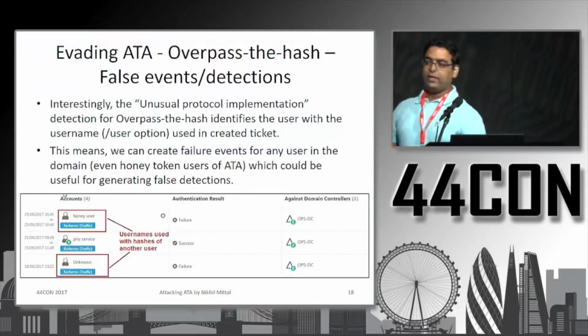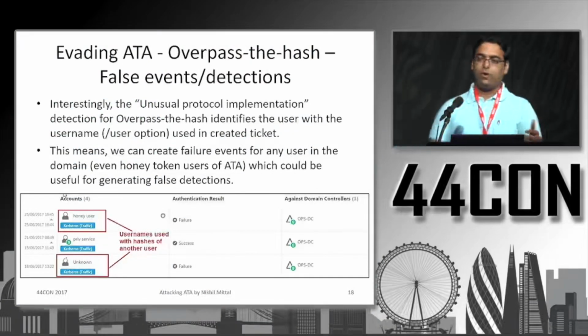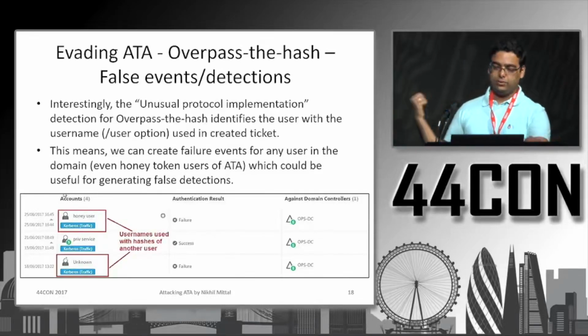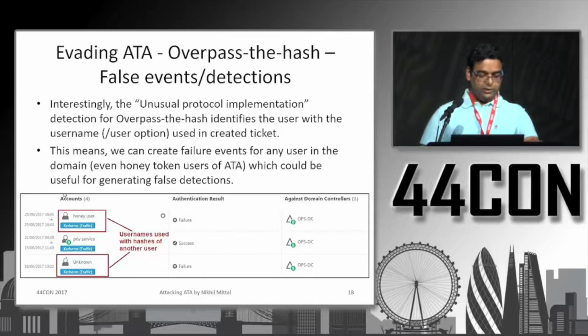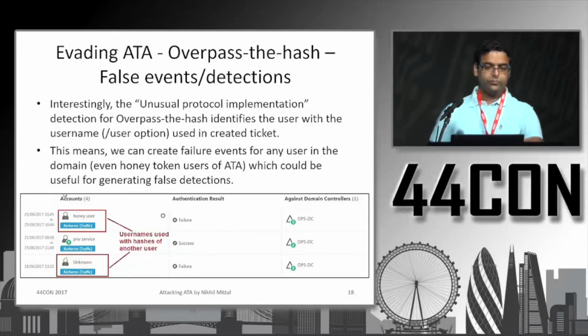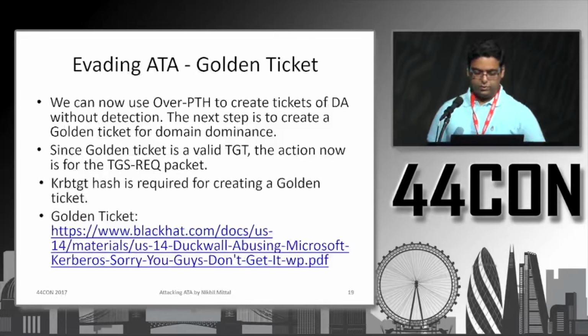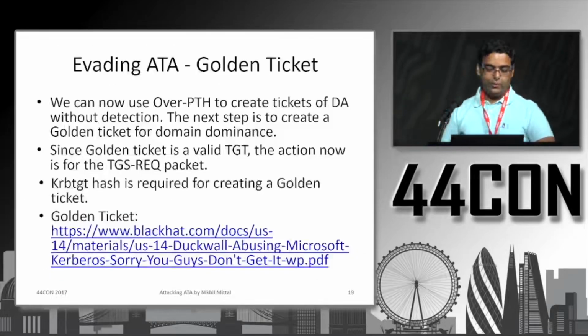Okay, another interesting thing is you can actually generate false events if you would like to. If you use a wrong username in the command which we just saw, in ATA you can get things like this, failed Overpass-the-Hash attacks from multiple users, just in case you would like to distract the blue team or just play with it.